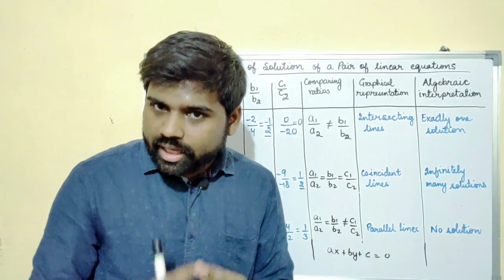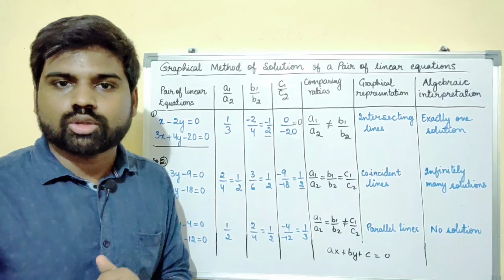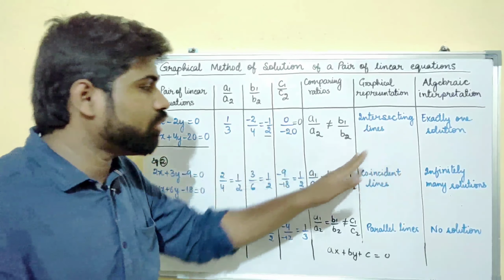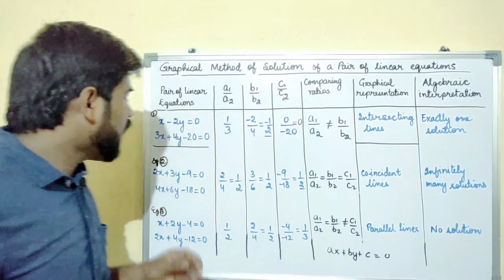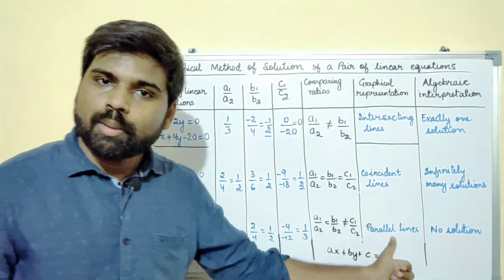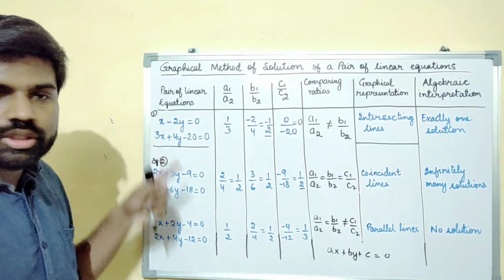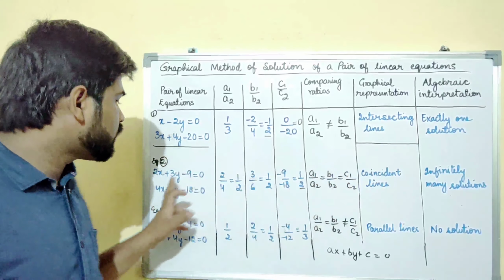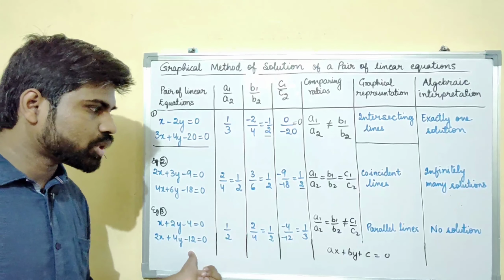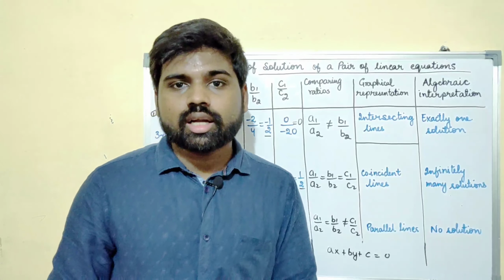Okay, so in the examples we drew the graph, so we know what kind of graph we got in that solution. In the first example we got the intersecting lines, so I have written it here, in the second example we got the coincident lines, and in the third example we got the parallel lines. So in all, I can say that the first pair of linear equations was intersecting, the second pair is coincident lines, the third pair is parallel lines. This is what we got after drawing the graph.